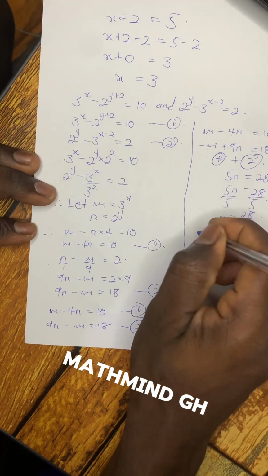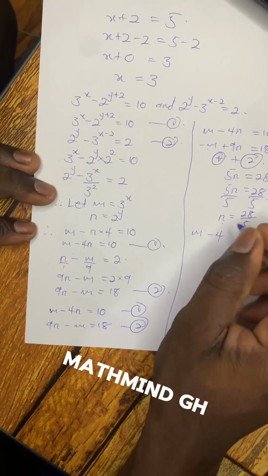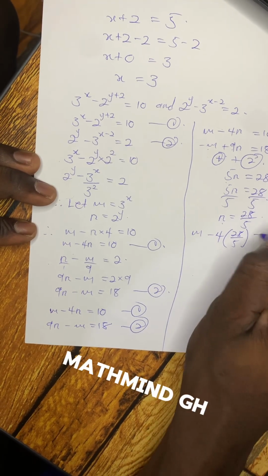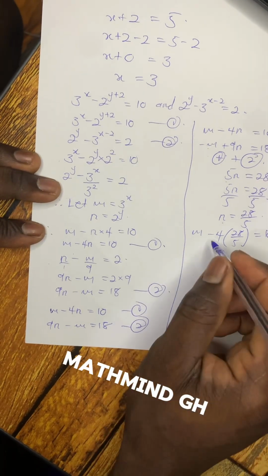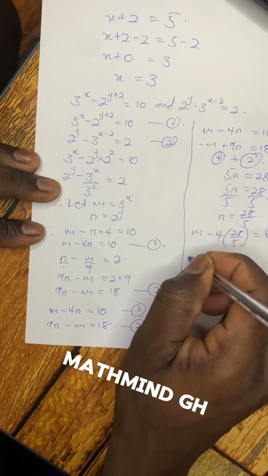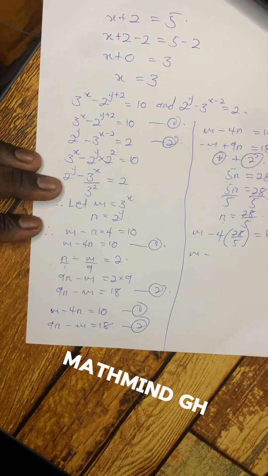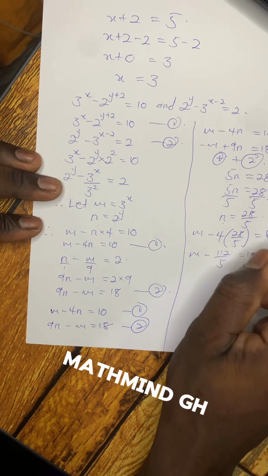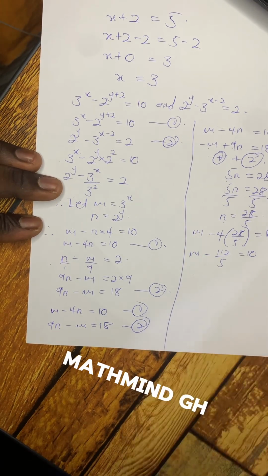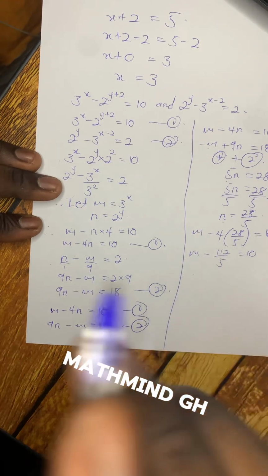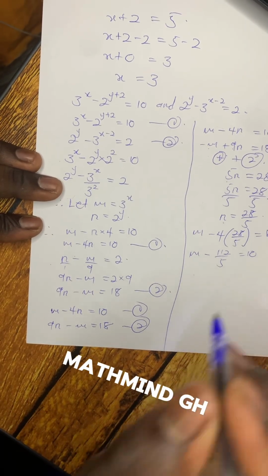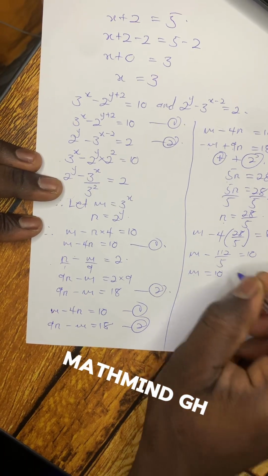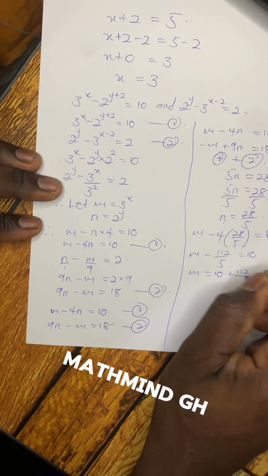Going for equation 1, I'll have m minus 4n. In place of n, I'll substitute 28 over 5, equal to 10. Then I'll simplify now. Simplifying, m minus 4 multiplied by 28, which is 112, all over 5 equal to 10. I'll add 112 all over 5 to both sides, and that will give me 10 plus 112 all over 5.